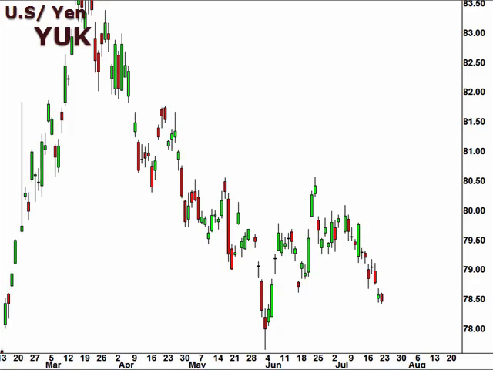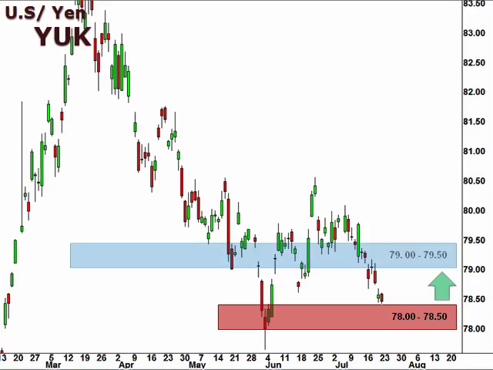Next up, the YUK, the US dollar versus the Japanese yen. The YUK spent last week trading lower to test support at the 78-78.5 focal zone. While we are open to a continuation deeper into this zone, a bounce and subsequent reversal is likely to meet resistance at the 79-79.5 level.